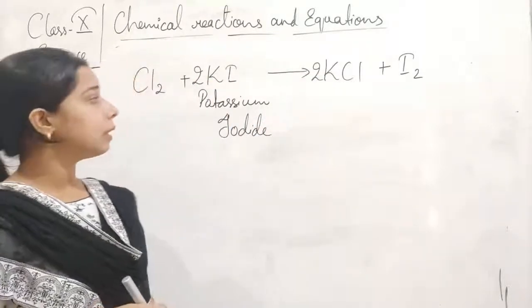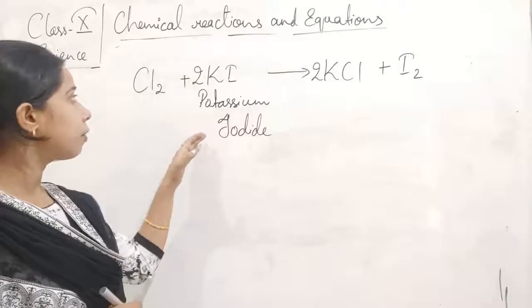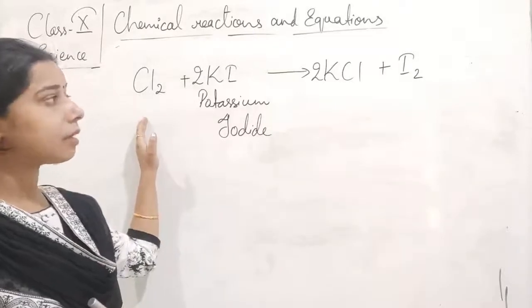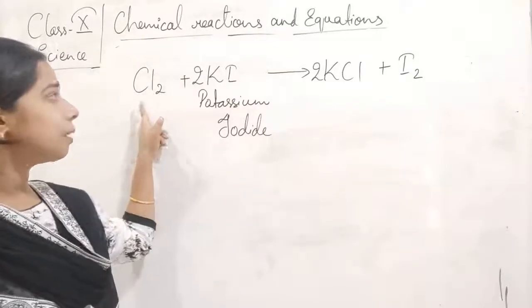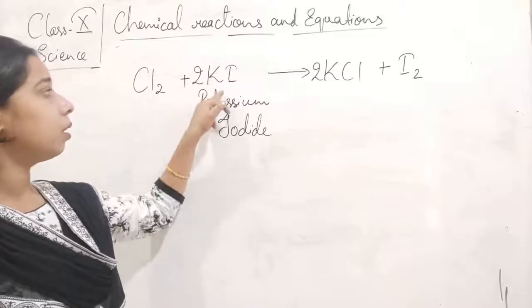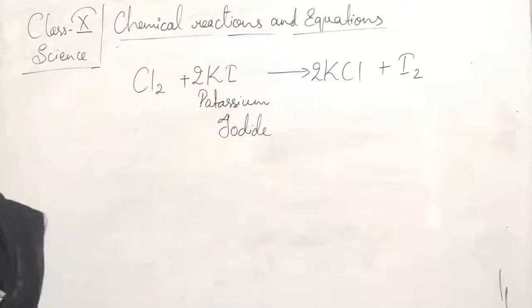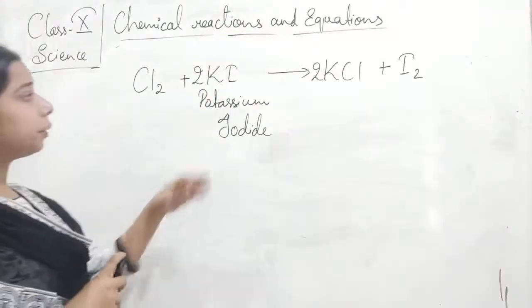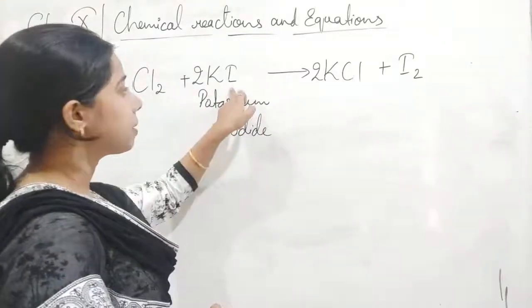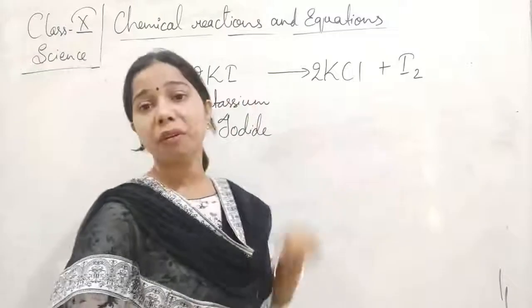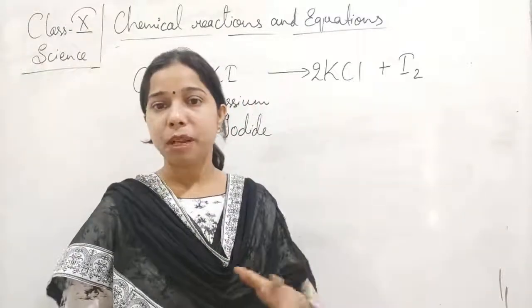Okay, so you can see here that when the potassium iodide reacts with the chlorine gas, the chlorine displaces the iodine, and instead it forms potassium chloride.